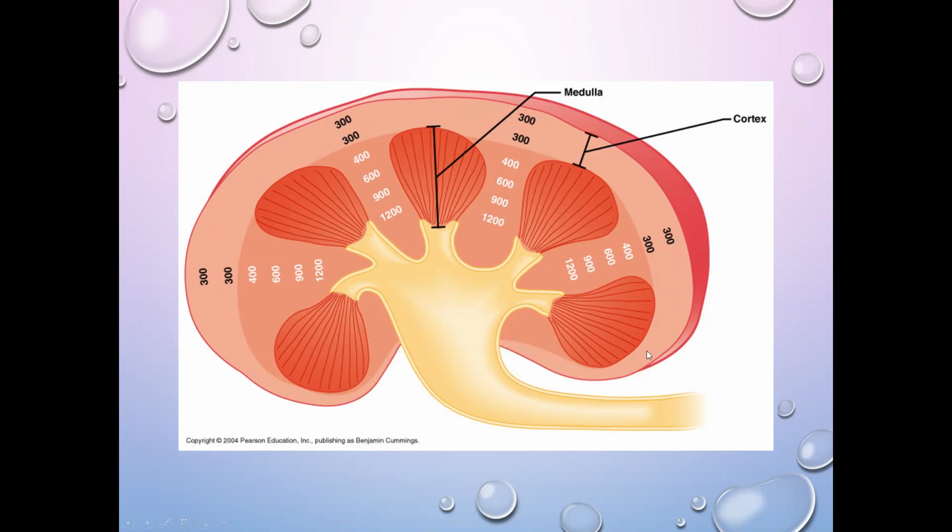It's all isotonic. But then as we start to dip down into the medulla, interstitial osmolarity increases, and it becomes 4 times more than what we have in the cortex. So why do we want to make it 4 times more than what we have in the cortex? Well, we're going to take a look at that.